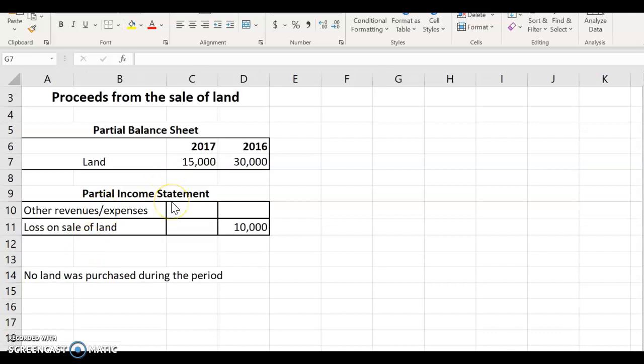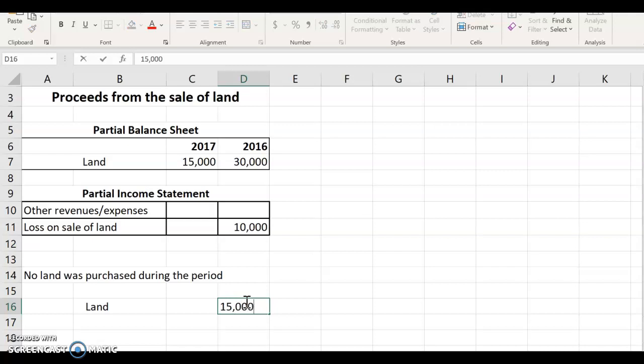We know that if we sold land, which we do here because we see that we went down from 30,000 to 15,000, and we do have a note that says no land was purchased during the period. So the only thing that happened here was that we must have gotten rid of 15,000 worth of land. So we know in order for that to happen, we must have credited land for 15,000.